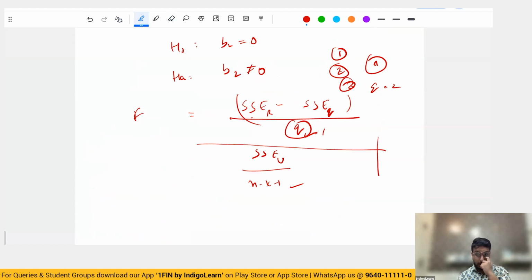So what is SSE? I have written Q, this is U. SSE of restricted minus SSE of unrestricted. The K will be 3, correct? K will be 3, because there are 3 independent variables, right?